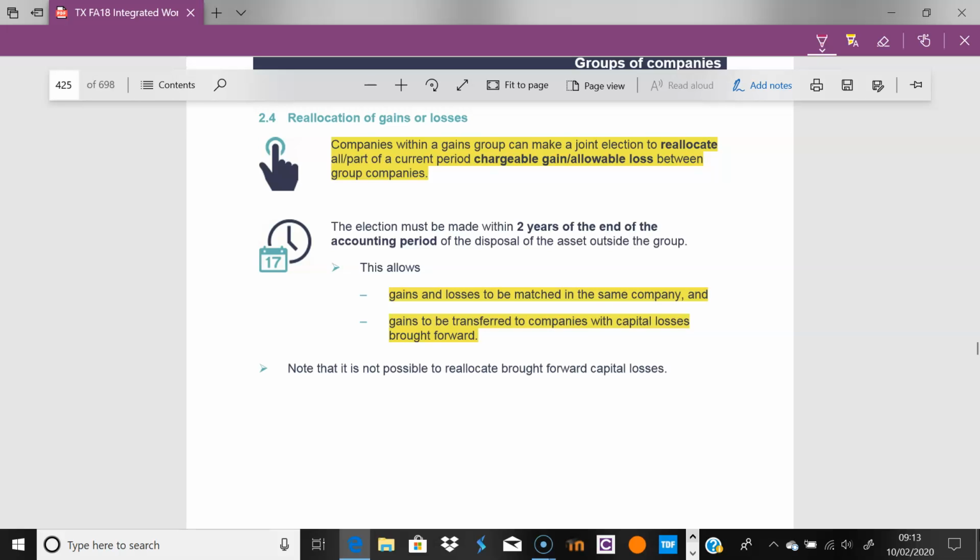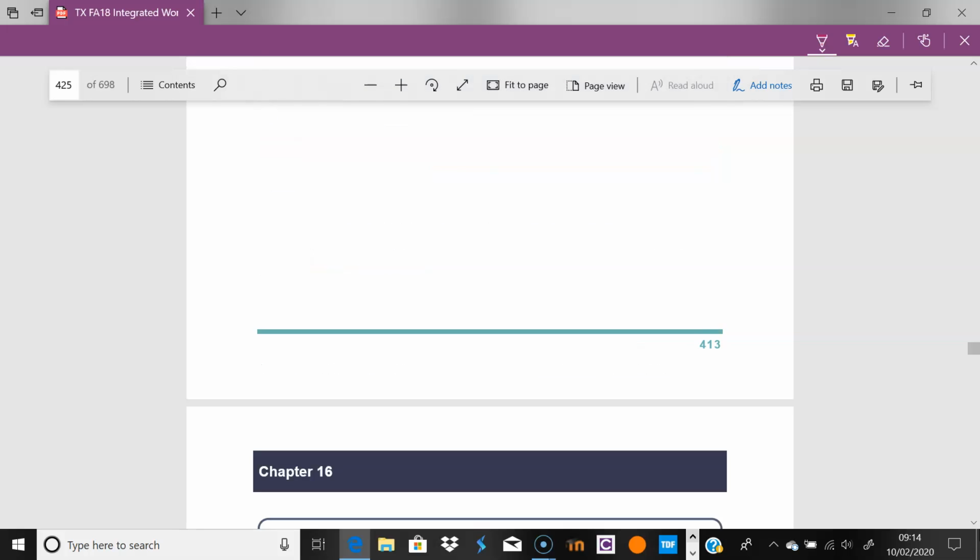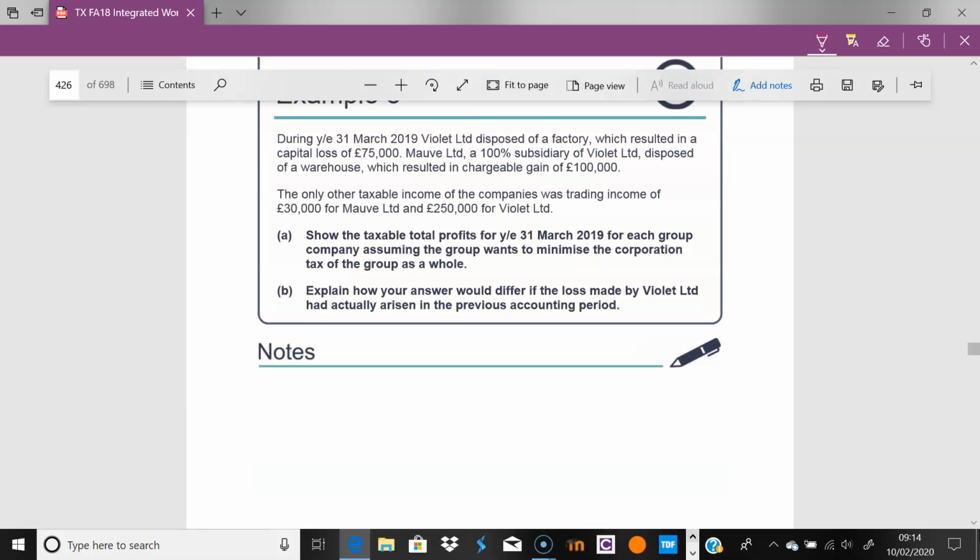And so the companies within a gains group can make an election between group companies. We sort of agreed that already. That's the whole point, that we can share gains and losses. There is a 2-year allowance; this will pick up as we do some questions. This allows us to match gains and losses with companies in different years. But let's see a question to highlight what's going on here, because this is the last question in this batch.